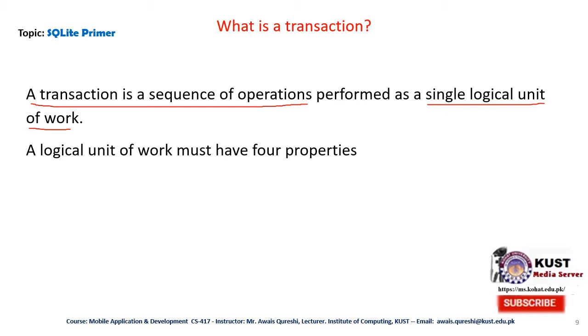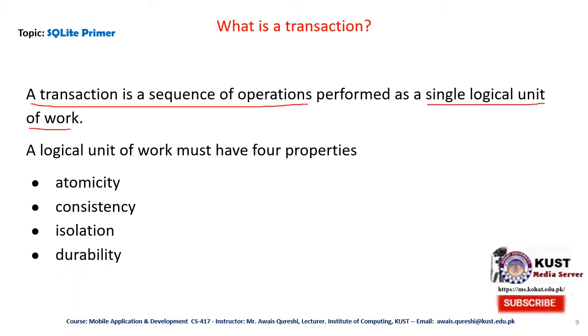A logical unit of work must have four properties. That is called atomicity, number one, the second one is called consistency, the third one is called isolation, and the fourth one is called durability. So this is called ACID. These four properties must be met by a database system. A stands for atomicity, C stands for consistency, I stands for isolation, and D stands for durability. So this logical unit of work, which is called a transaction, must meet these four properties. Let's discuss these four properties one by one.